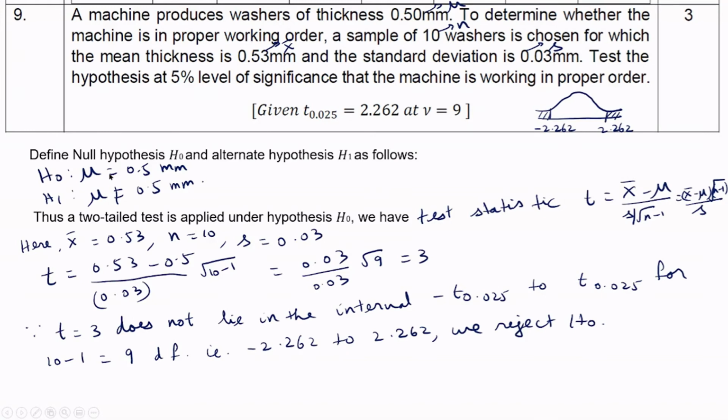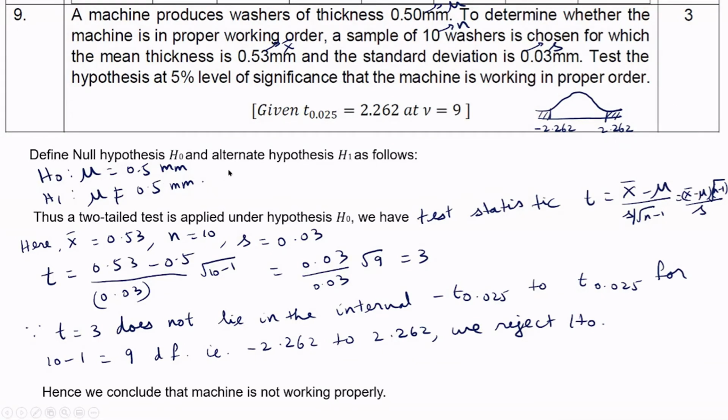Only when the mean thickness of washers is 0.5 millimeter, the machine is working properly. If it is not 0.5 millimeter, the machine is not working properly. We got the decision to reject H0. It means the result is the machine is not working in proper order. Hence, we conclude that the machine is not working properly. So, this is the result.